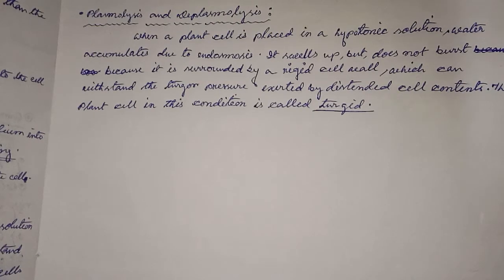When placed in hypertonic solution, the cytoplasm of a plant cell shrinks and its plasma membrane separates from the cell wall due to exosmosis. The vacuole also shrinks. The cell in this condition is called plasmolysed, and this phenomenon is plasmolysis. At the beginning of plasmolysis, when protoplasm begins to shrink away from the cell wall, the cell shows incipient plasmolysis.